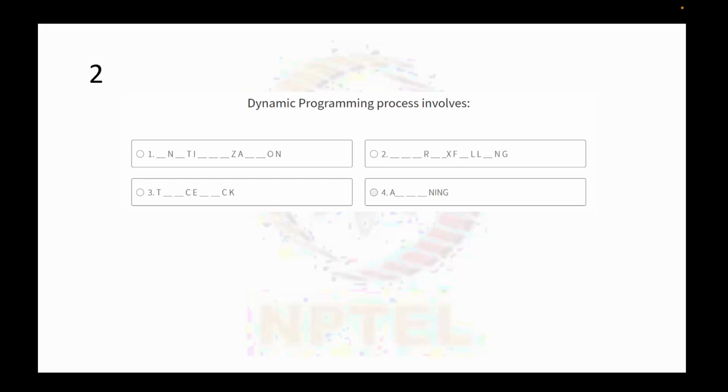So dynamic programming involves processes. This is like word filling. So these are the steps in dynamic programming. So what is option 1? It's like forming a proper word order: second one, third and fourth.